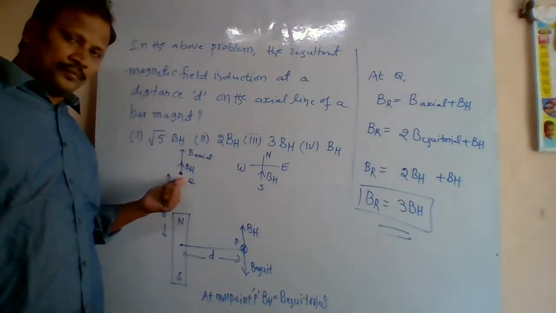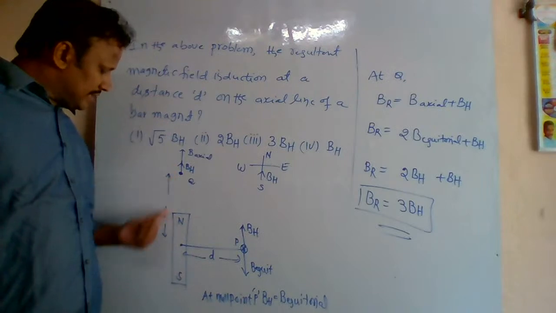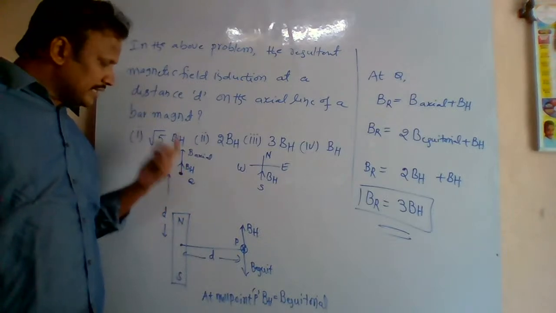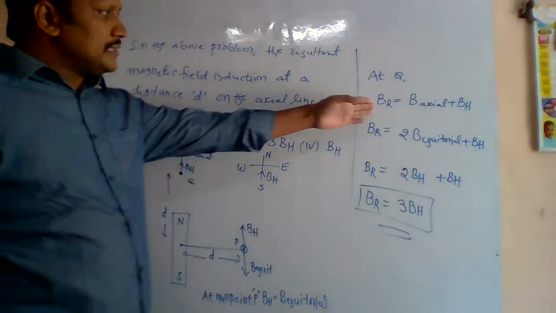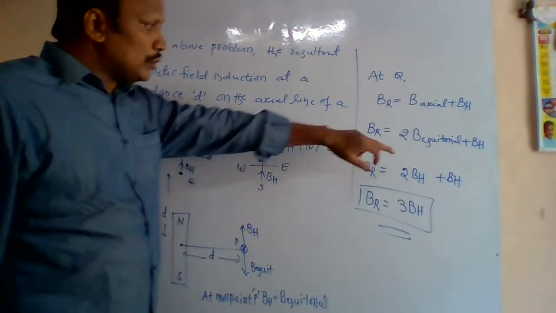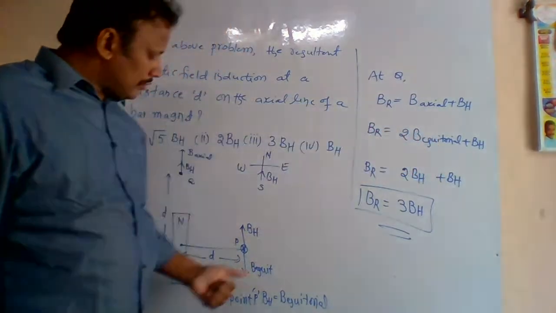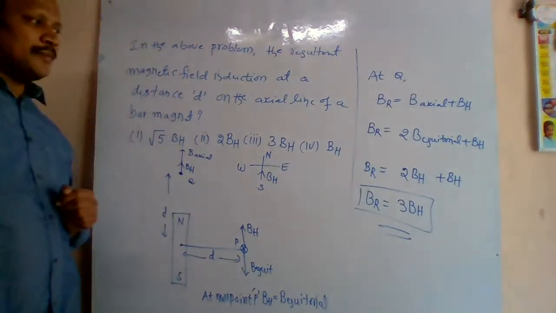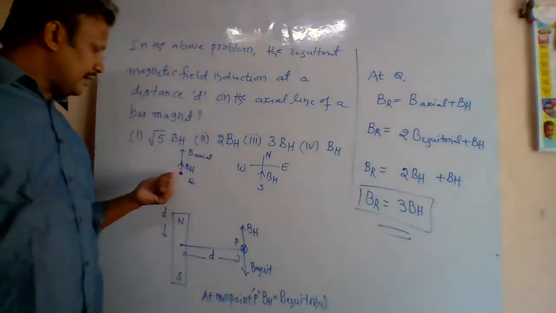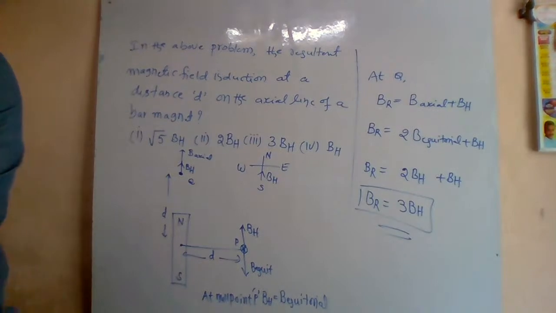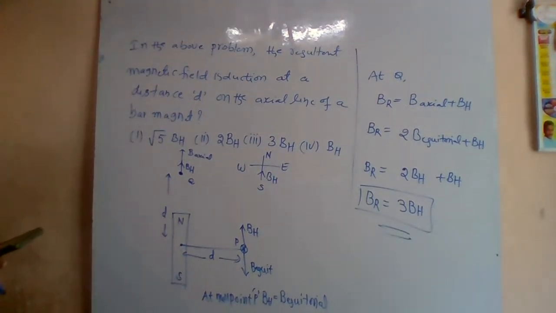Now we have to make one more point, Q. This is our axial line, which is located at a distance d. Distances are the same, from here to here d, again from here to here d. At that point, how many fields are acting? Two fields: B axial and BH. Therefore, net field is equal to B axial plus BH. If distances are same, what is the relation between B axial and B equatorial? Two times B equatorial. Again, B equatorial is equal to how much from the given concept? B equatorial is balanced by BH. Therefore, BR is equal to 2BH plus BH. So, totally, the resultant magnetic field induction at point Q is equal to how much? 3BH. Is that clear? Okay, 3BH. Good.